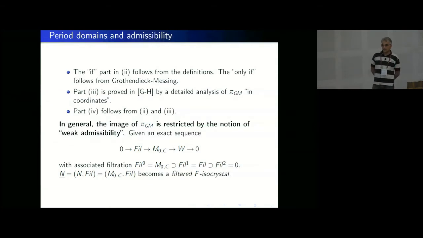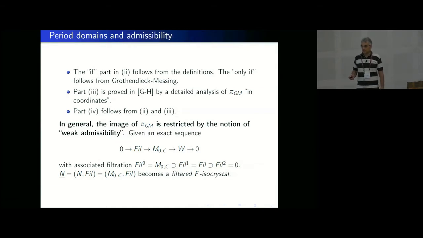And the general notion that allows you to speak about the image of the period morphism is the notion of weak admissibility. So let me now introduce it, because we've seen similar things appear, and I think it will appear in your talks, and also in Denis' talk today or tomorrow.